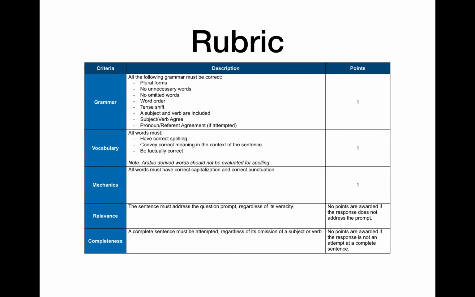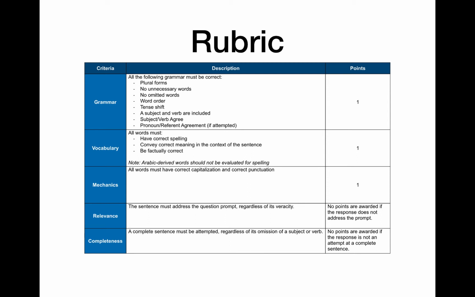As you can see, there are the criteria listed on the left-hand side, and we'll start by looking at grammar up at the top. For grammar, it says, all of the following grammar must be correct. Plural forms, no unnecessary words, no omitted words, word order, tense shift, a subject and verb are included, the subject and verb agree, and pronoun referent agreement if attempted. Now, if the trainees get all of these aspects of grammar correct, they will receive 1 point. If they get any of these aspects of grammar incorrect, they will receive 0 points for grammar.